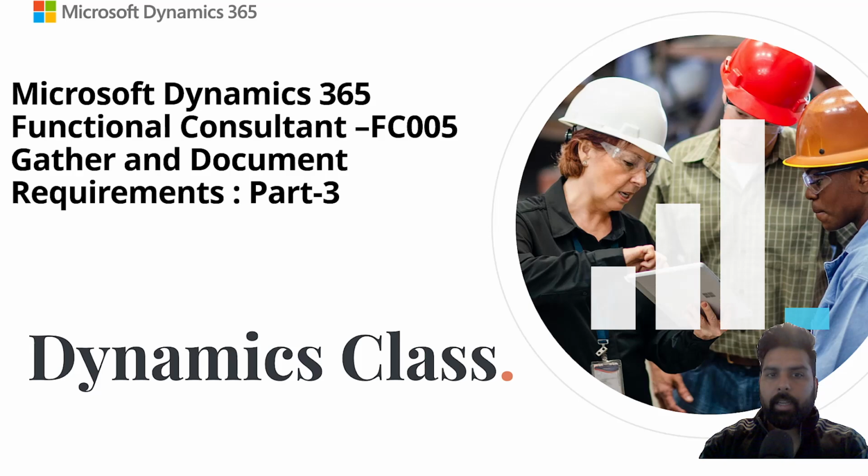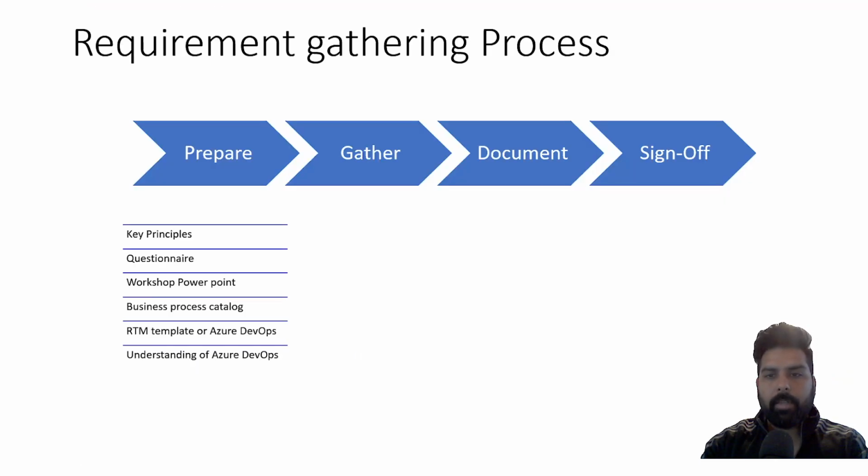What is there today and which specific phase of the requirement gathering process are we going to talk about? If you remember, we have divided the requirement gathering process into different segments: preparation for the requirement gathering, then gather and document the requirement, and then sign off for the requirement from the business. Now, in the last 3 videos, we have covered the preparation part, where we have spoken about the key principles you need to remember for gathering requirements, and preparing a questionnaire for your requirement gathering workshops or the interviews or the surveys.